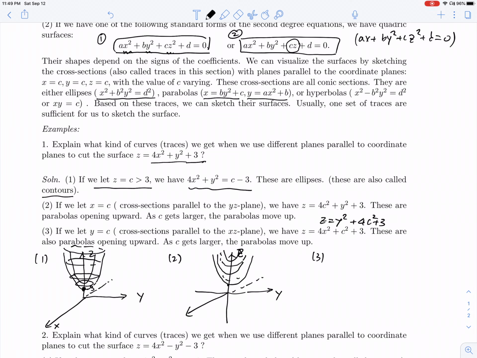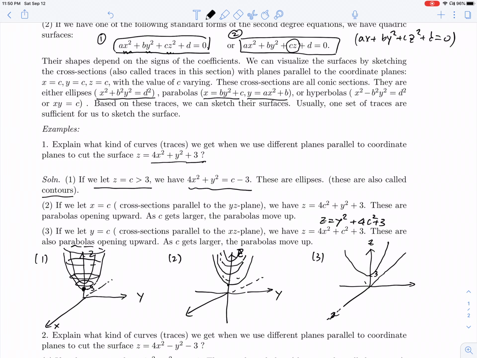And number 3, that's very similar. But this time, we are looking at the plane parallel to the xz plane. You can also try to graph the one in the xz plane first. And this is again 3 over here. When y is 0, we have z equals 4x squared plus 3. So you have something like this. Oh no, we should remember that everything is above 3. So what we have over here is something like this.